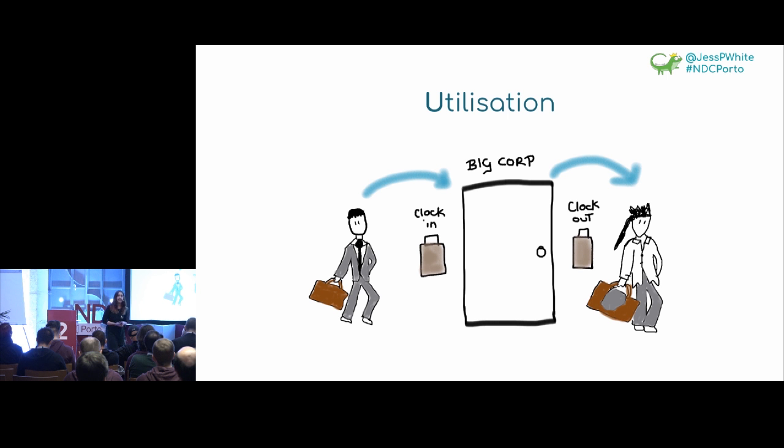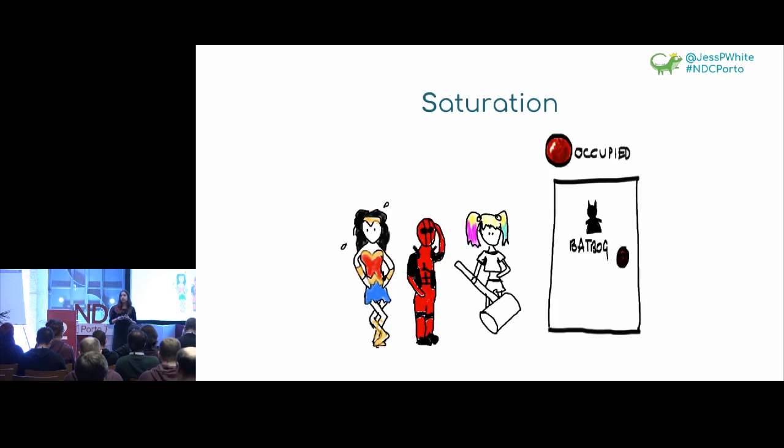First of all, utilization. I've got a little analogy here of my little fella. He's going into work, he's clocking in, doing something, and then clocking out at the end. It's the time it takes for a service to do a process of work. So you have your inputs, you have your outputs, the time in between. And this becomes quite useful when you're using it in combination with other metrics such as saturation.